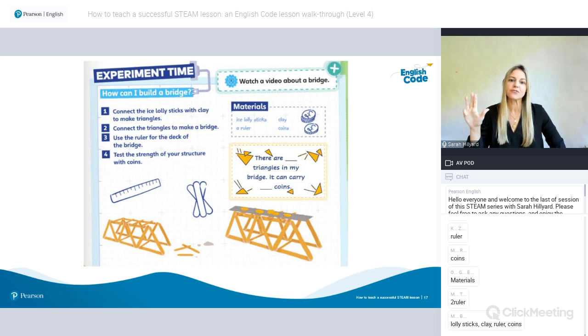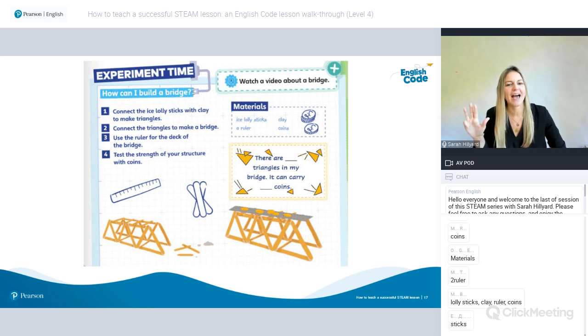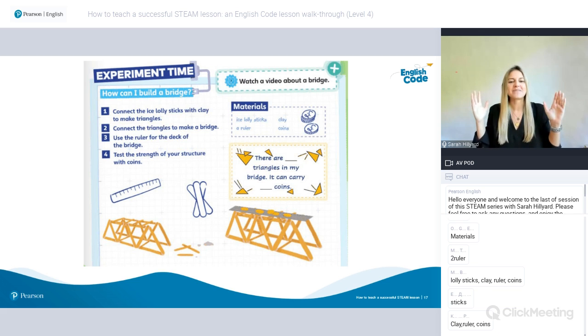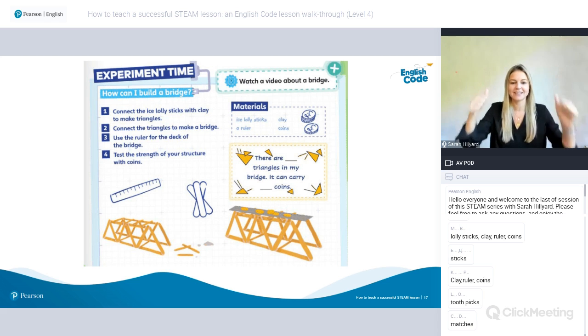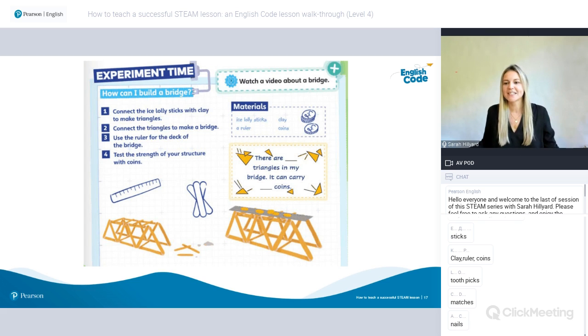We might have to replace those with other materials because I don't expect you'll have lots of ice lolly sticks lying around, or perhaps you have. I had, but you might not. I don't know if you'll have clay at home, probably not. So we're going to think of ways to replace these materials with others so you can do it at home. Someone's saying toothpicks. Well done. Cecilia says matches. Fantastic. You're being creative and thinking of ways to replace these. Good. We'll look at those in a second.